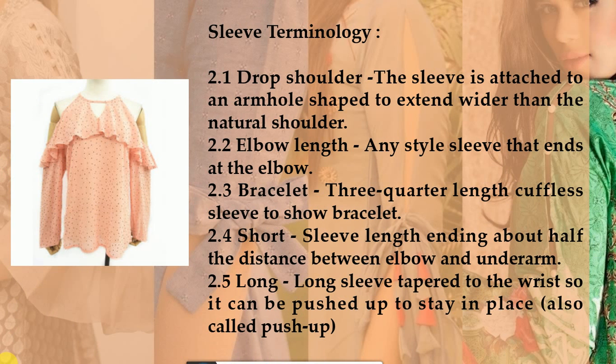Sleeve terminology. 2.1 Drop shoulder. The sleeve is attached to an armhole shape to extend wider than the natural shoulder. 2.2 Elbow length. Any style sleeve that ends at the elbow. 2.3 Bracelet. 3/4 length cuffless sleeve to show bracelet. 2.4 Short sleeve length ending about half the distance between elbow and underarm. 2.5 Long sleeve tapered to the wrist so it can be pushed up to stay in place, also called push-up.